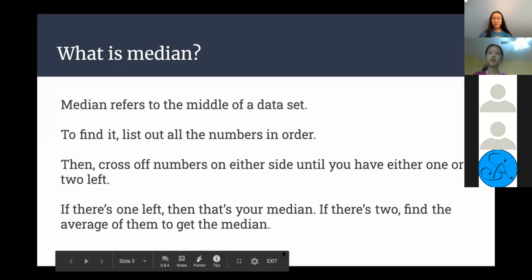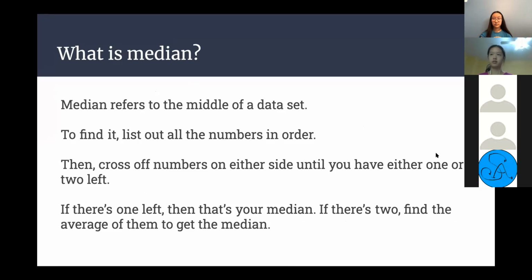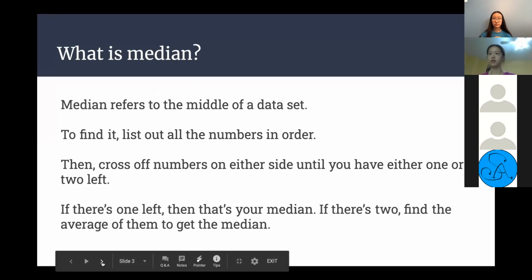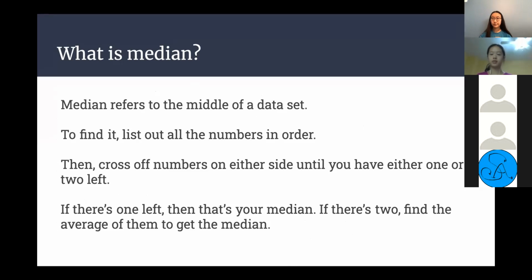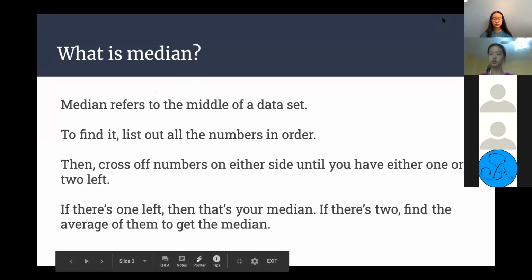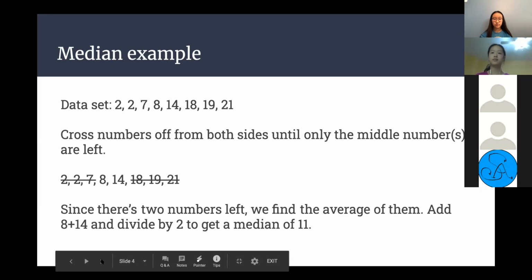So what is median? Median is the middle number, or the average of the middle, of a data set. To find it, you first list out all the numbers from least to greatest, and then you cross off the numbers on the least side and the greatest side until you have either one number left in the middle or 2 numbers left in the middle. If there's one number left in the middle, that's your median. But if there's 2 numbers left, you find the average of those 2, and then that's your median.